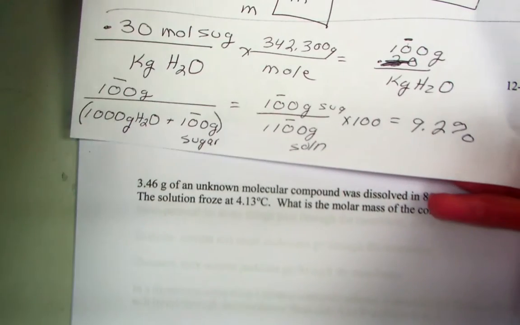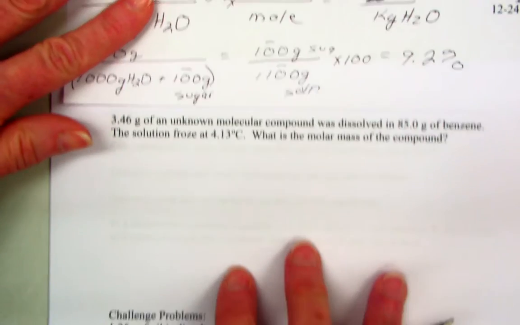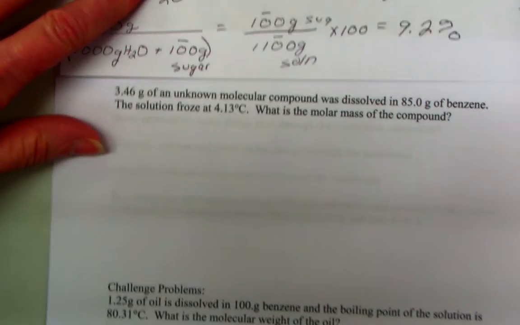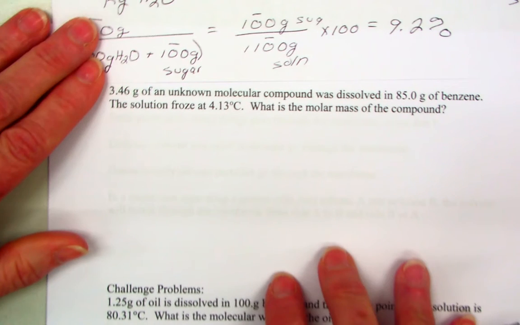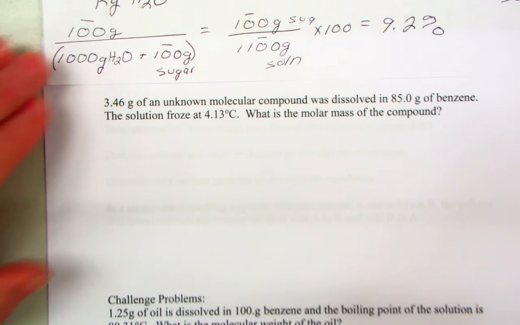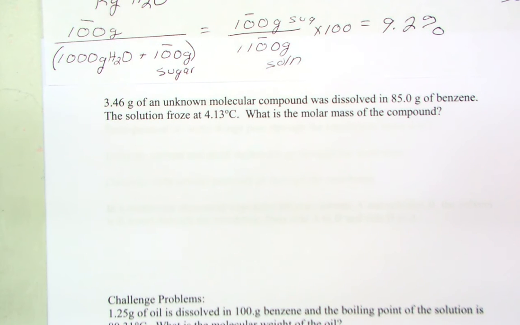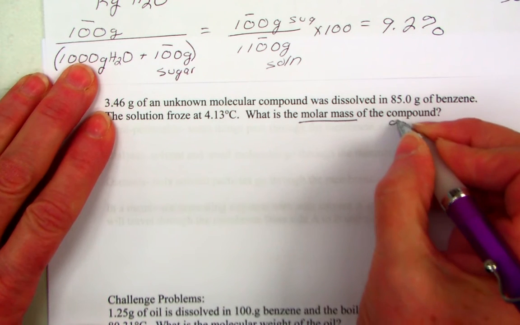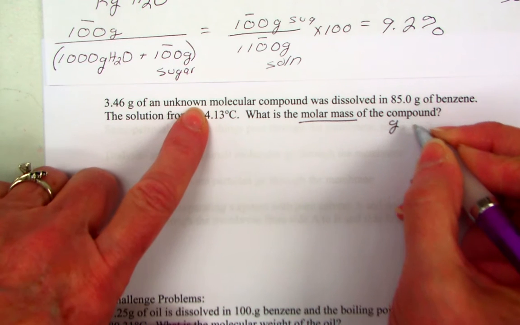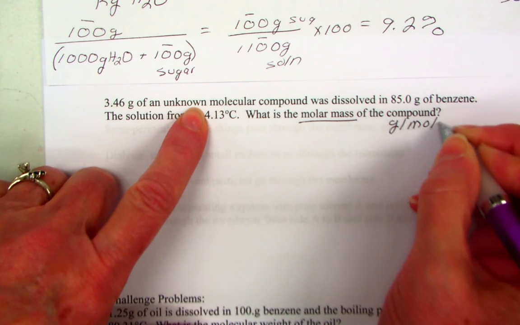So here's the fancy. We had 3.46 grams of an unknown molecular compound. It was dissolved in 85 grams of benzene. The solution froze at 4.13 degrees C. What's the molar mass of the compound? So, molar mass is what units? Grams per mole.